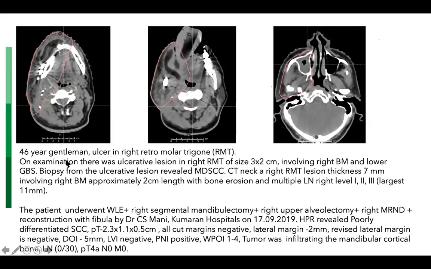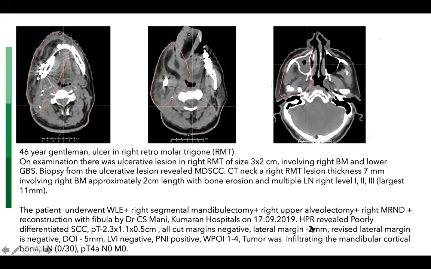This is another patient. This patient had an ulcer in the retromolar trigone. This was an ulcerative lesion, right RMT, 3 to 2 centimeters, involving the right buccal mucosa and the lower gingivobuccal sulcus. Biopsy from the ulcerative lesion revealed a moderately differentiated squamous cell carcinoma. A CT neck, this was the right RMT lesion, he had neck nodes involved. He underwent a wide local excision, a right segmental mandibulectomy, and a right upper alveolectomy. So, right MRND.